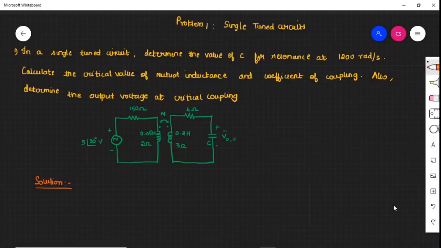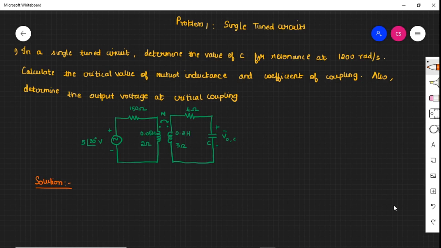Hello everyone. Let us see the first problem under single tuned circuits. If you read the question, it is given as: in a single tuned circuit, determine the value of C for resonance at 1200 radians per second, calculate the critical value of mutual inductance and coefficient of coupling. Also, determine the output voltage at critical coupling.